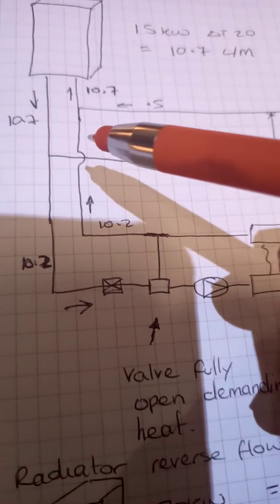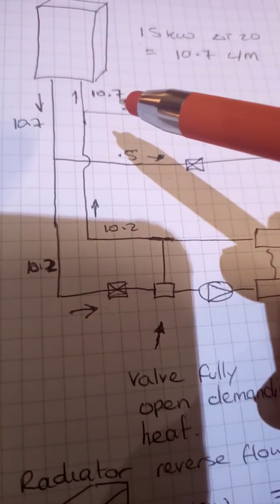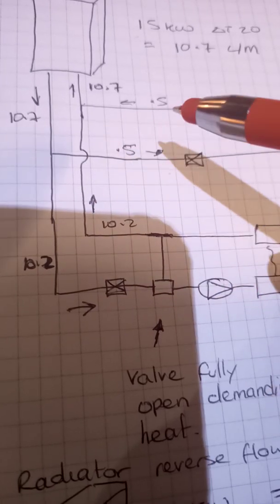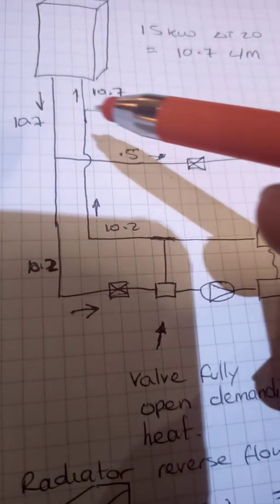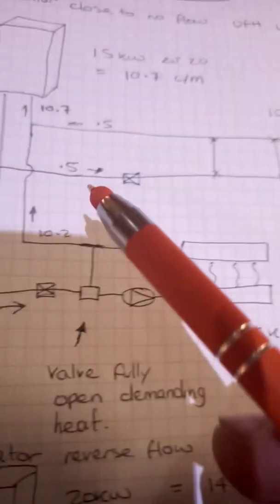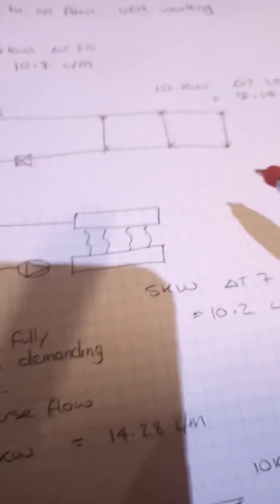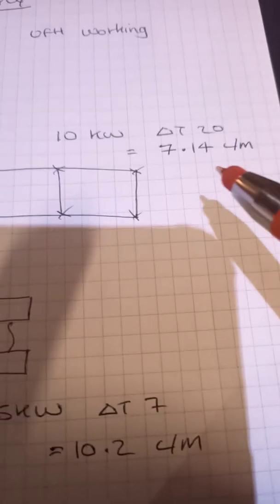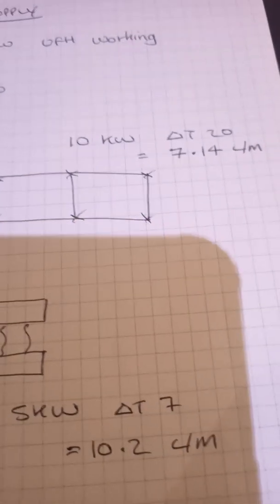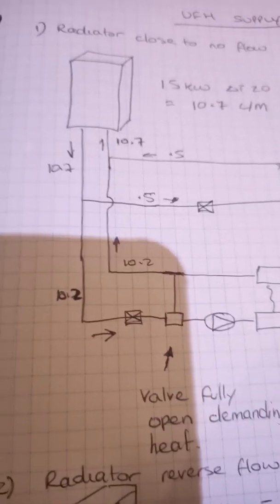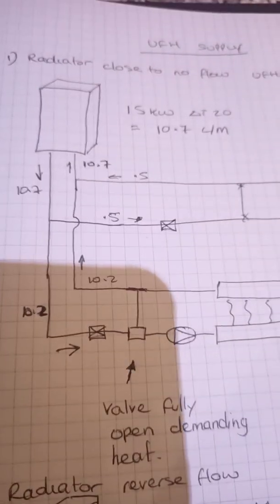So as it comes back up here, the boiler requires 10.7 and we're only giving 10.2 back. So it will actually draw 0.5 from the radiator circuit. So here we can see we've got 0.5 litres per minute only being drawn on the radiator circuit when we required 7.14 litres per minute. So these radiators in effect would be close to not working, pretty much stalled.